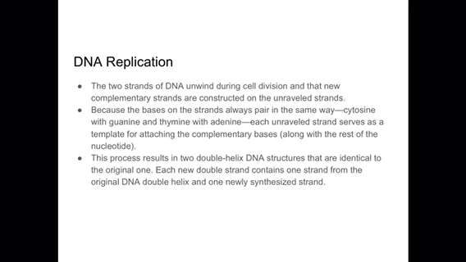DNA replication. The 2 strands of DNA unwind during cell division, and a new complementary strand is constructed on the unraveled strand. Because the bases on the strands always pair in the same way, cytosine with guanine and thymine with adenine, each unraveled strand serves as a template for attaching the complementary bases, along with the rest of the nucleotide. This process results in 2 double helix DNA structures that are identical to the original one. Each new double strand contains 1 strand from the original DNA double helix and 1 newly synthesized strand, making a base for new DNA.